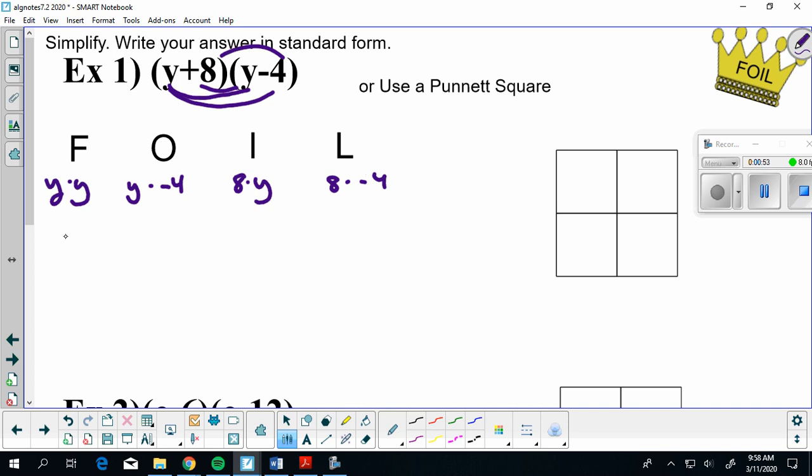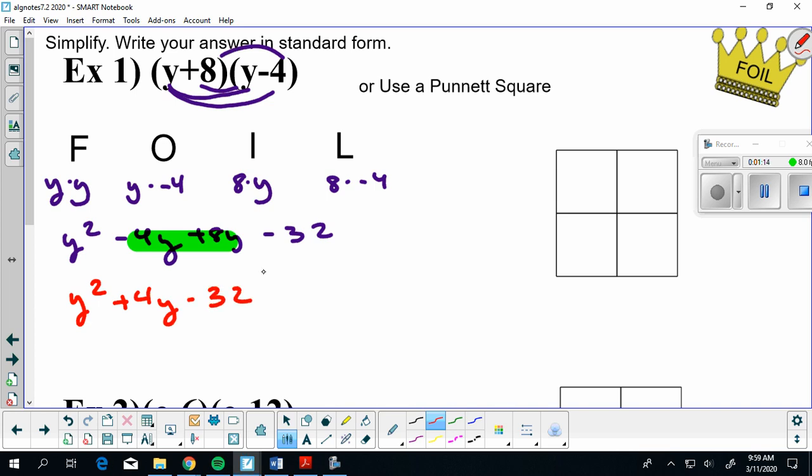So y times y is y squared. -4 times y is -4y. 8 times y is 8y. And then back here, this is -32. You notice in the middle, I have two terms that are like, so I can add those together. So my answer here is y squared plus 4y minus 32. And the directions there say simplify. They could also say find the product, which is exactly the same thing.